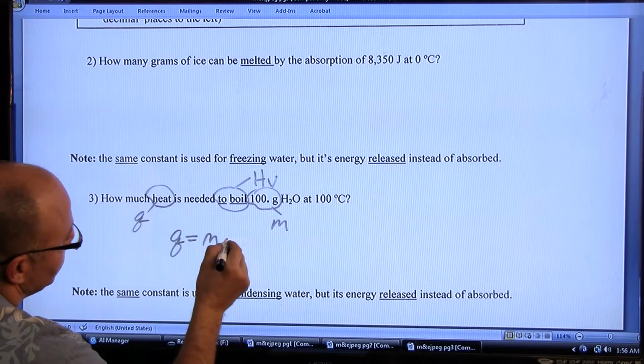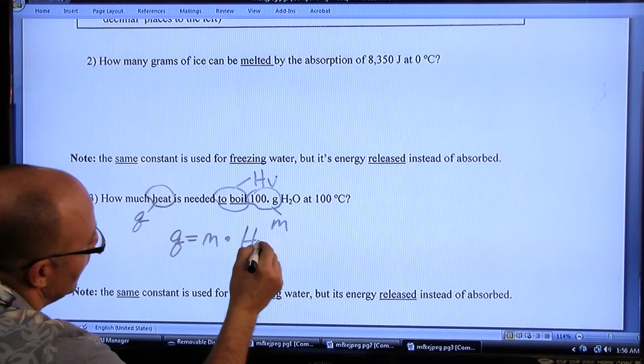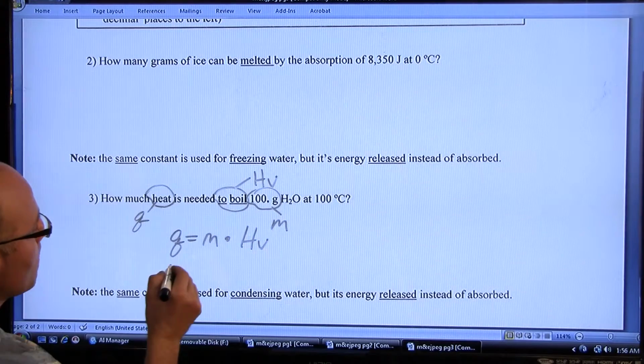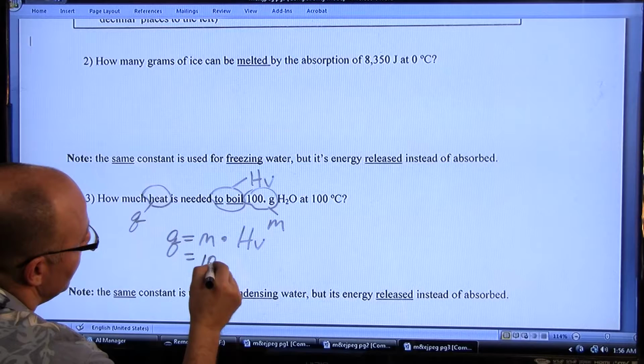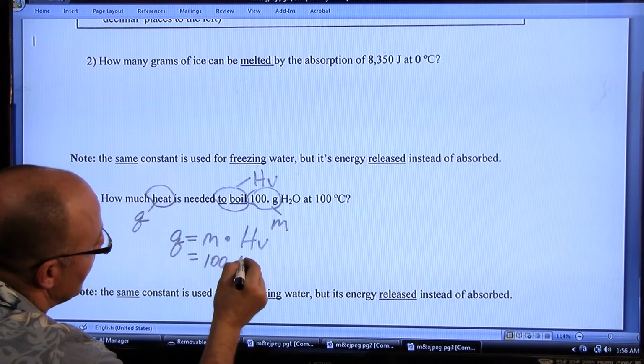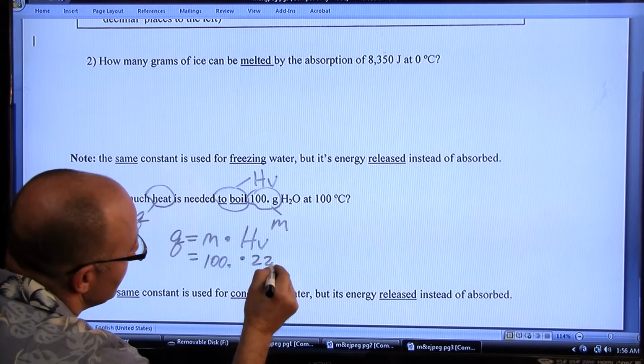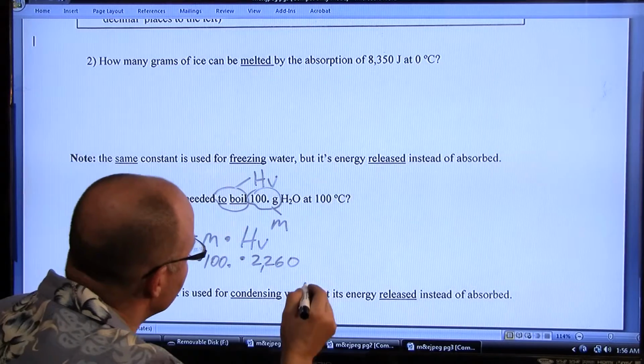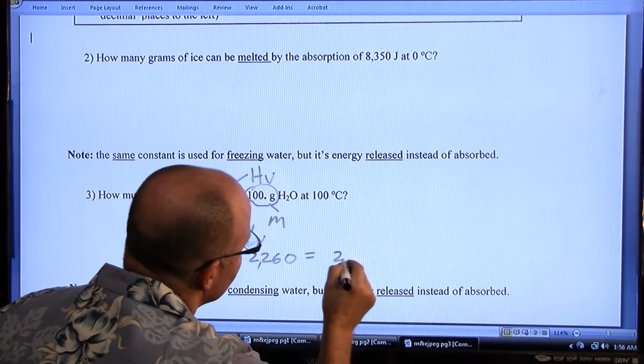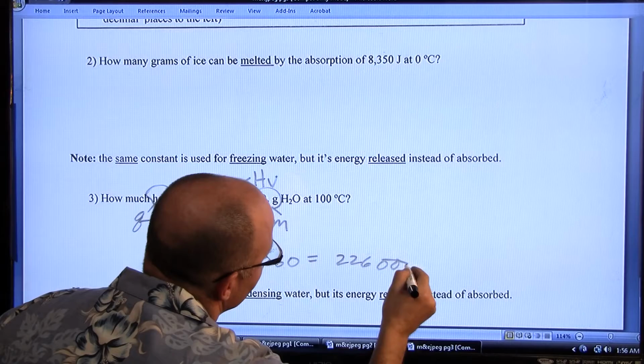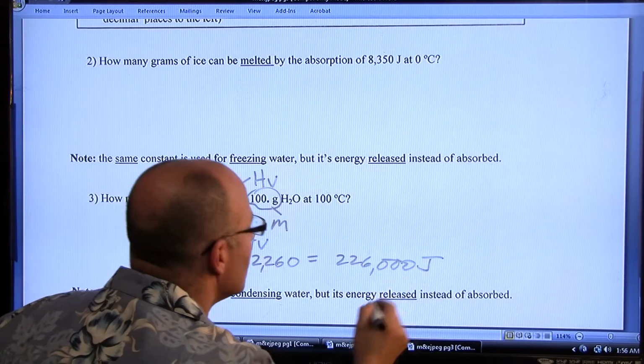Q equals M times HV. The M is 100, and the HV is 2260, and our final answer is 226 and 3 zeros joules.